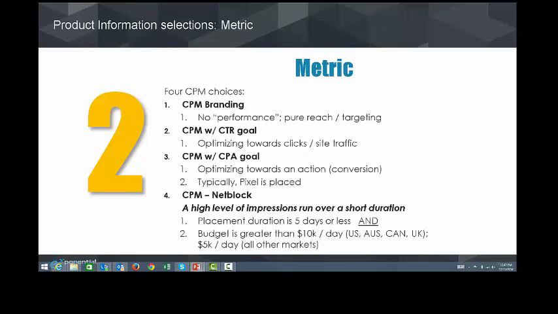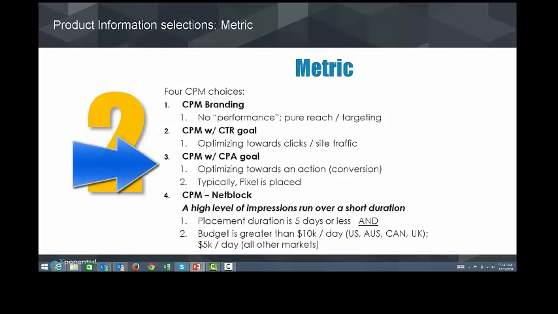There are 4 potential CPM selections. CPM branding is pure branding, zero performance. This is when the client's only goal is reach and audience targeting. All divisions can run this metric. CPM with CTR goal is a client paying on a CPM basis and their main goal is site traffic or driving clicks. There's typically a target CTR or an effective CPC that they want to hit.